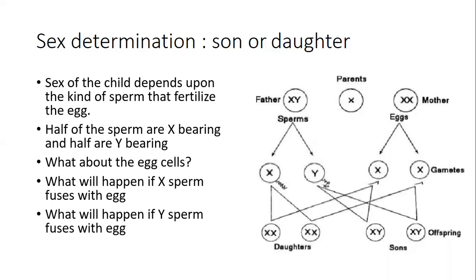Now this crisscross connection will tell you what will happen when it is a daughter and when it is a son. If this X fuses with this X, you get XX, so daughter. This X fuses with this X, you get daughter. Y fuses with X, you get XY, son. Y fuses with X, you get XY, son. Okay, so this is how the sex is determined.